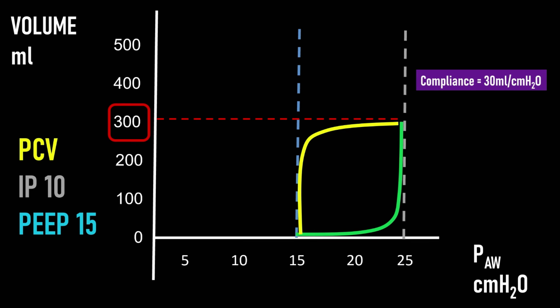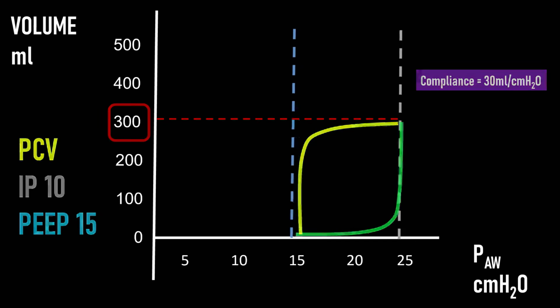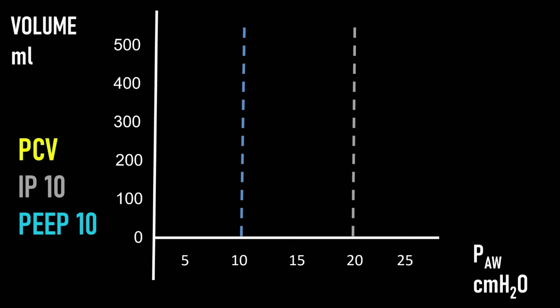Now normally you'll drop down the PEEP level in 1 to 2 centimeters of water increments, but just for teaching purposes, let's drop it down to 10 centimeters of water. Now let's see what happens.